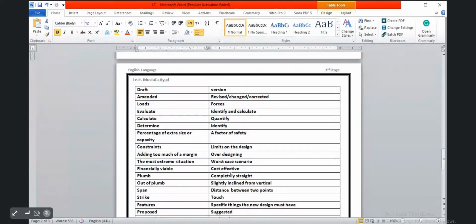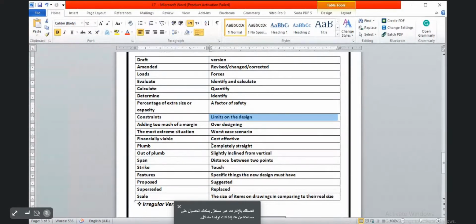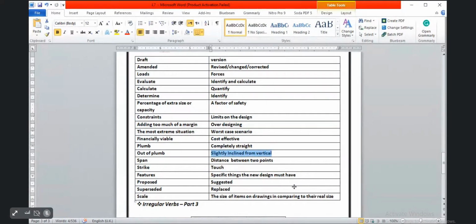Determine يعني identify يحدد. Constraints يعني limits on the design محددات التصميمية. Plumb: completely straight يعني معتدل أو عدل. Out of plumb: slightly inclined from vertical معناته مائل شوية بالاتجاه العمودي. Span: the distance between 2 points. If you remember in the last lecture about roofs and trusses, we had the span of the truss as the distance between two supports. المسافة الأفقية بين السبورتات.